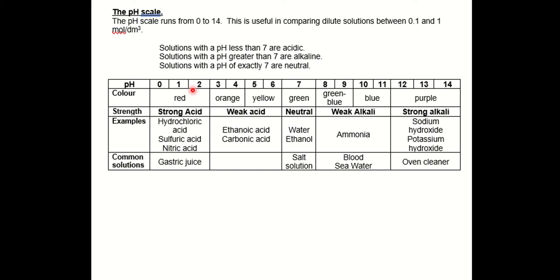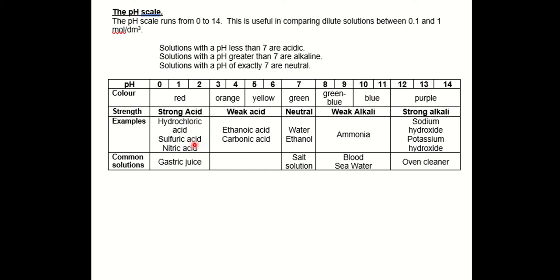So 0, 1 or 2, red colour, that's the strong acids. 3, 4, 5 and 6, orange and yellow, they're the weak acids. Up to the far end here, so anything above 7 is alkali, so 12, 13, 14, purpley colour, strong alkali. And then 8 through to 11, greeny blue, right through to blue colour, those are weak alkalis.